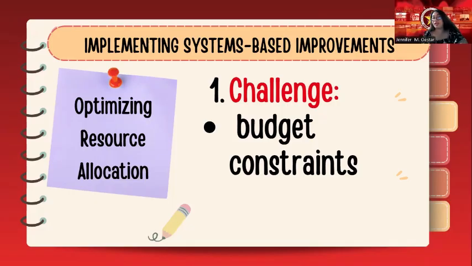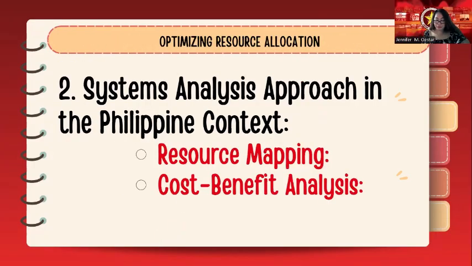So we cannot have operations if the school is lacking budget. That's the first and foremost. We cannot implement programs, projects, and activities if there's no budget at all. So how can we solve this issue? We also apply the systems analysis approach by resource mapping and cost-benefit analysis.